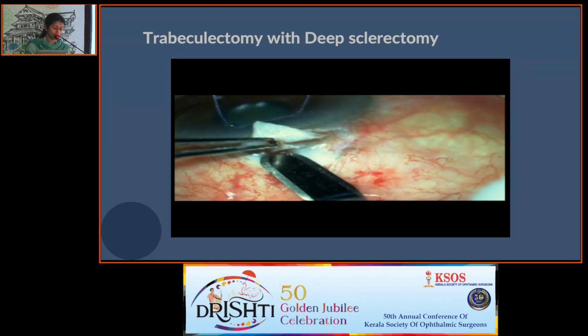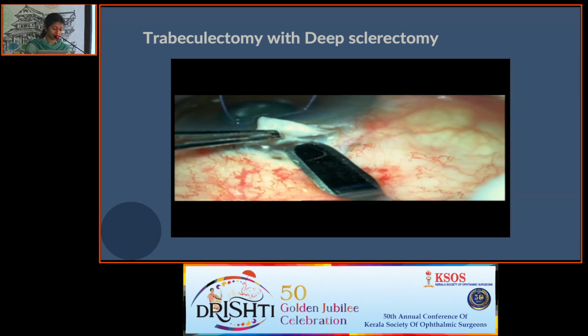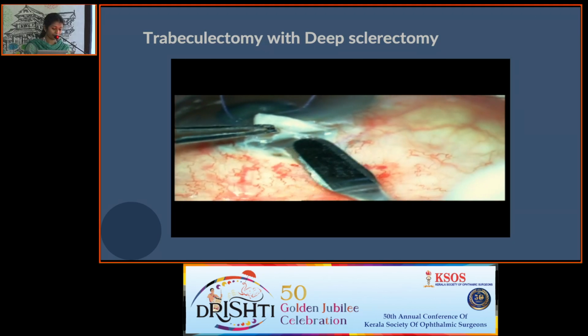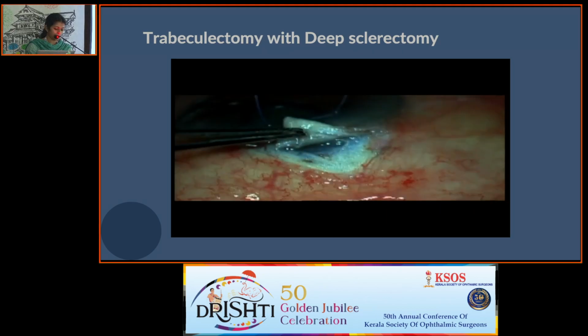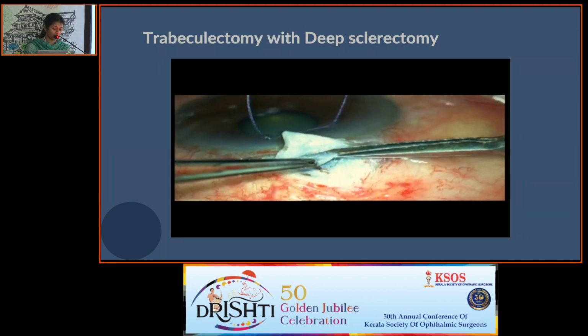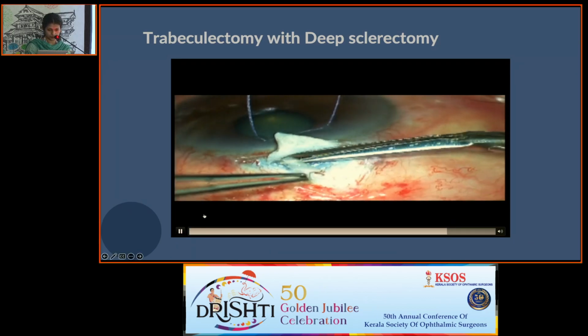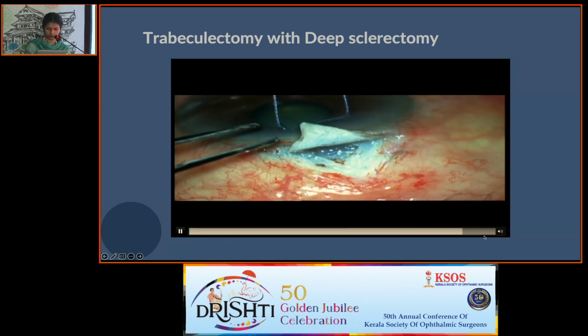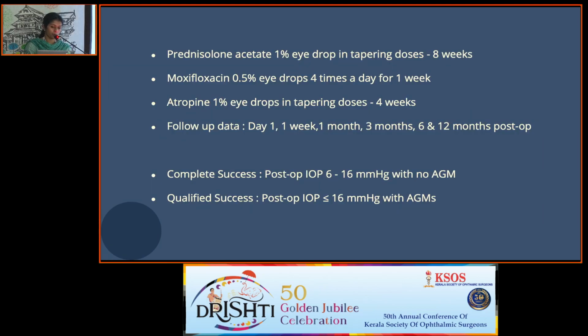The anterior chamber is then entered under the superficial scleral flap, and trabeculectomy is done as in the conventional trab method, followed by a peripheral iridotomy, and the superficial scleral flap is repositioned. Postoperatively, all the patients were given prednisolone acetate 1% eye drops in tapering doses for 8 weeks, moxifloxacin 0.5% eye drops 4 times a day for 1 week, and atropine 1% eye drops in tapering doses for 4 weeks. Follow-up data was collected at day 1, 1 week, 1 month, 3 months, 6 months, and 12 months postoperatively.